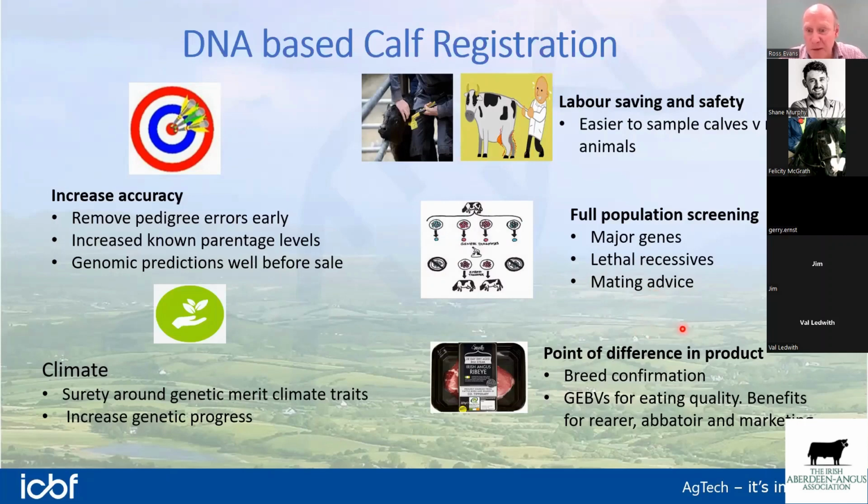Also, in terms of a point of difference in product, you get breed confirmation, but also some novel traits we're working on now around genomic breeding values for meat eating quality, which could have a benefit for the abattoir, be it the supermarket or a restaurant, that's actually able to prove that beef has come from a particular source and has a certain genetic merit for meat eating attributes.